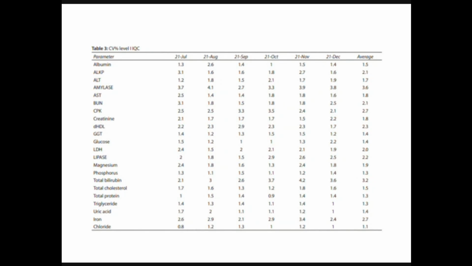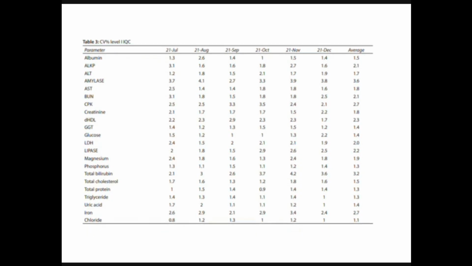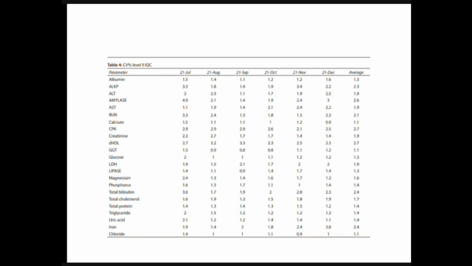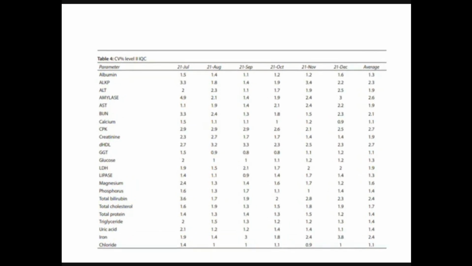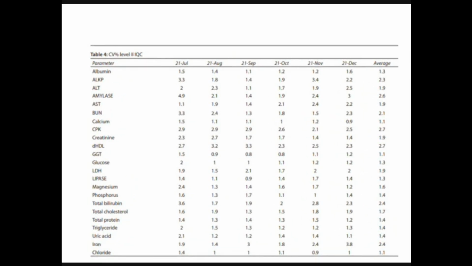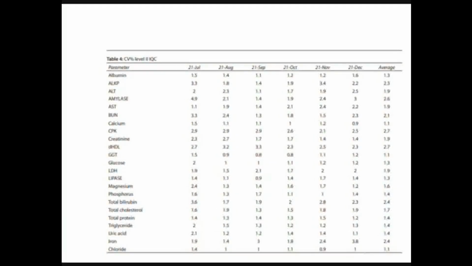Table 3, CV percent of level 1 IQC. So for level 1 IQC, again all 6 months, and the average is given in the last row. For albumin, the level 1 IQC average was 1.5, and for chloride it was 1.1. Table 4, CV percent of level 2 IQC. Again, we have calculated the CV percent from the IQC because this is the second level of IQC, and again the average has been taken of all the 6 months for all the parameters.